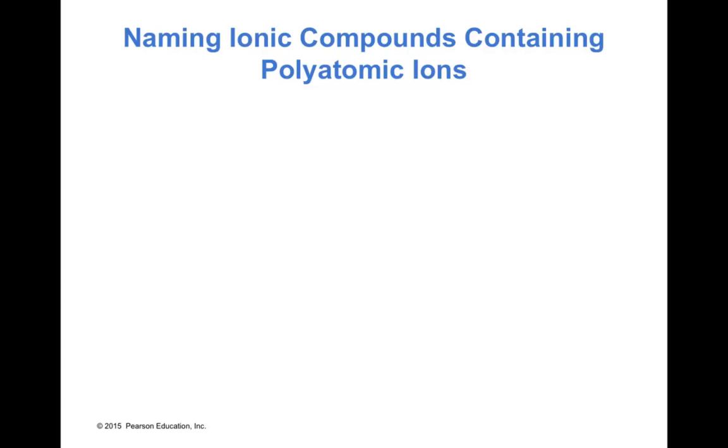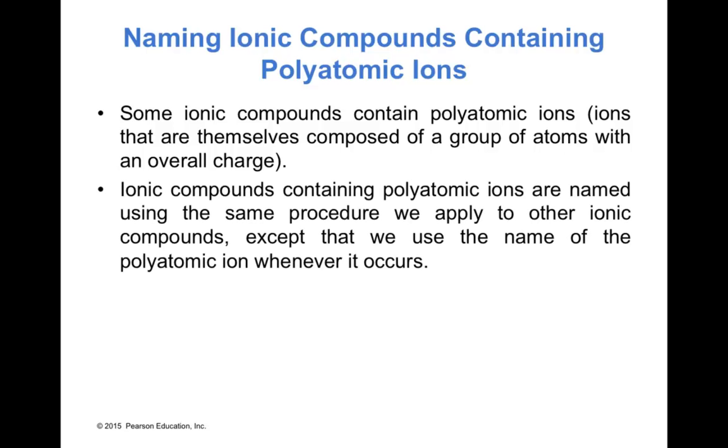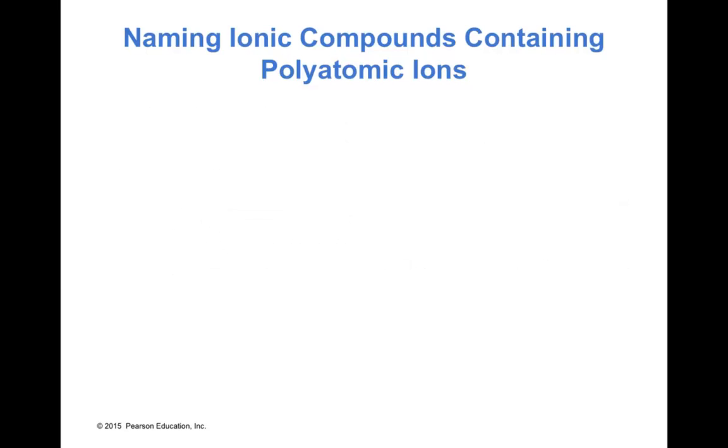Now let's try to name some ionic compounds that contain polyatomic ions. Some ionic compounds contain polyatomic ions, ions that are themselves composed of a group of atoms with an overall charge, as we discussed previously. Ionic compounds containing polyatomic ions are named using the same procedure we apply to other ionic compounds, except that we use the name of the polyatomic ion whenever it occurs. So we're going to see a few examples in the next slide.